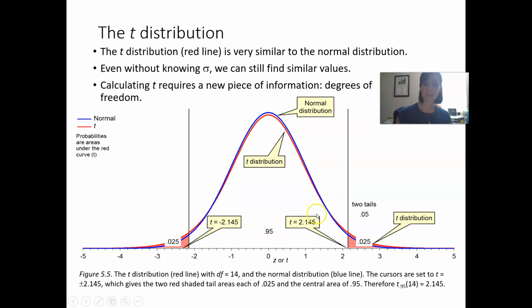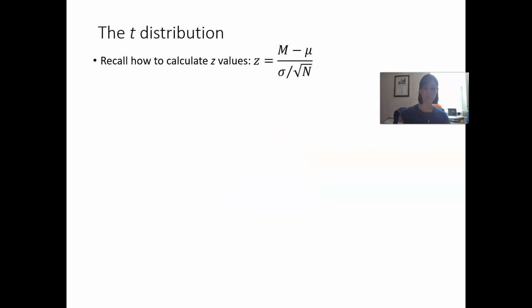So the t-distribution, as you can kind of see, is really similar to the normal distribution. So even without finding sigma, we can get 95% of the data under the curve. But the t-distribution and the critical value that you need depends on degrees of freedom here, which is something that we did not need when we know sigma and we can use z-scores. So I want you to remember how to calculate z-scores.